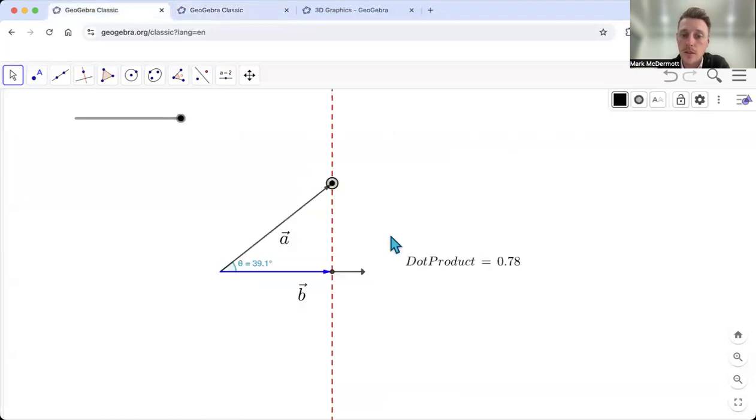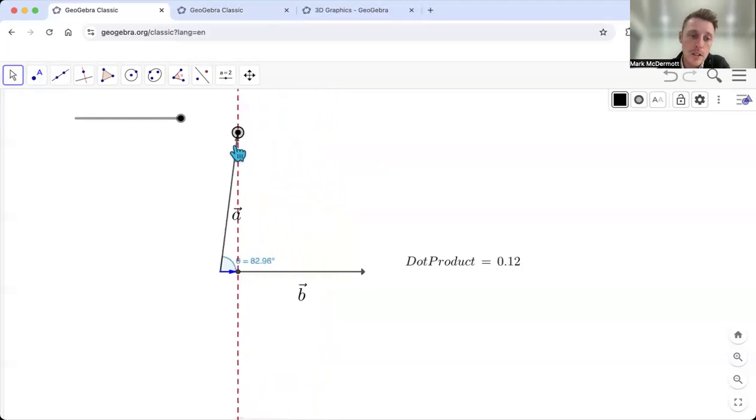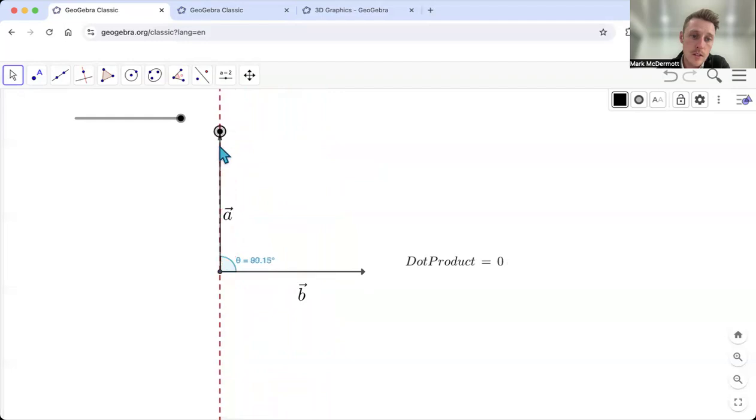And maybe we'll just bring it back here for a moment to tie it all together. Imagine this was a force vector and this was a displacement vector. If we had these at 90 degrees, the force that you're applying and the direction that the object is moving are at right angles to one another. So no work is being done. And that's how we calculate work.